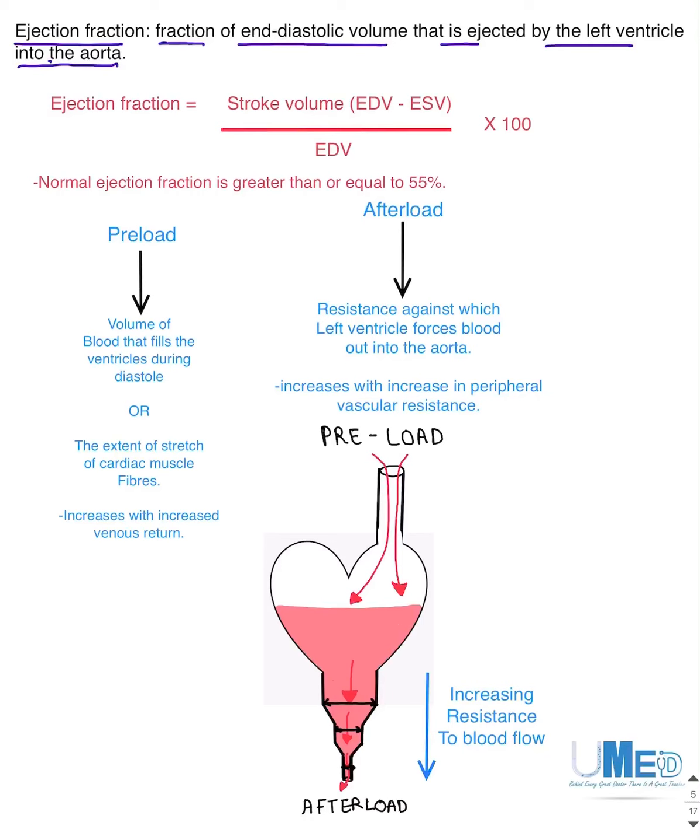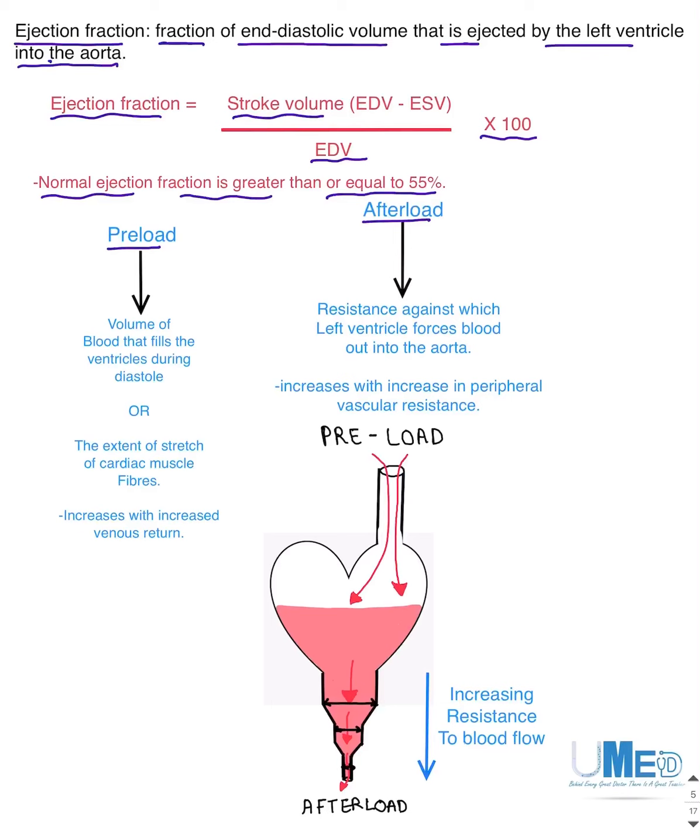And how do we calculate the ejection fraction? Ejection fraction is obviously stroke volume divided by end diastolic volume, because we want to calculate the fraction. Stroke volume divided by end diastolic volume, in percent, is known as the ejection fraction. So normal ejection fraction is greater than or equal to 55%. Then we need to discuss preload and afterload.